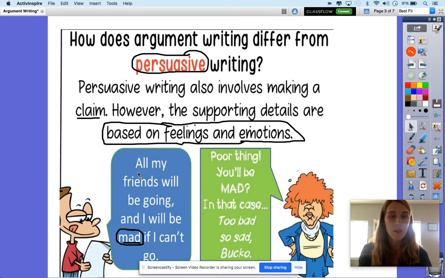So let's look here. This is persuasive. This boy says, all my friends will be going, and I will be mad if I can't go. So he's going to feel mad. Do you think that's going to convince his mom to let him go just because he's going to feel mad? Nope. Poor thing, you'll be mad. In that case, too bad, so sad, bucko. His emotions, his feelings, don't convince her. It's not a good argument. He's just trying to persuade her. He needs to come up with a strong argument. What reasons and evidence does he have that would be really beneficial for him to go to this place, that he could convince his mom maybe?